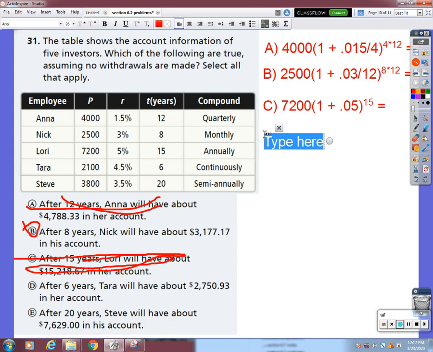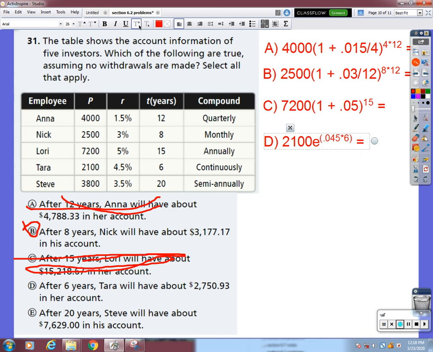How about Tara? She's starting with 2,100. 1 plus, she's at 4.5%, so 0.045. She's going continuously, gosh dang it. So that means I need to use e, so I'm going to go e to the 0.045 times 6. So let's see what that works out to be.